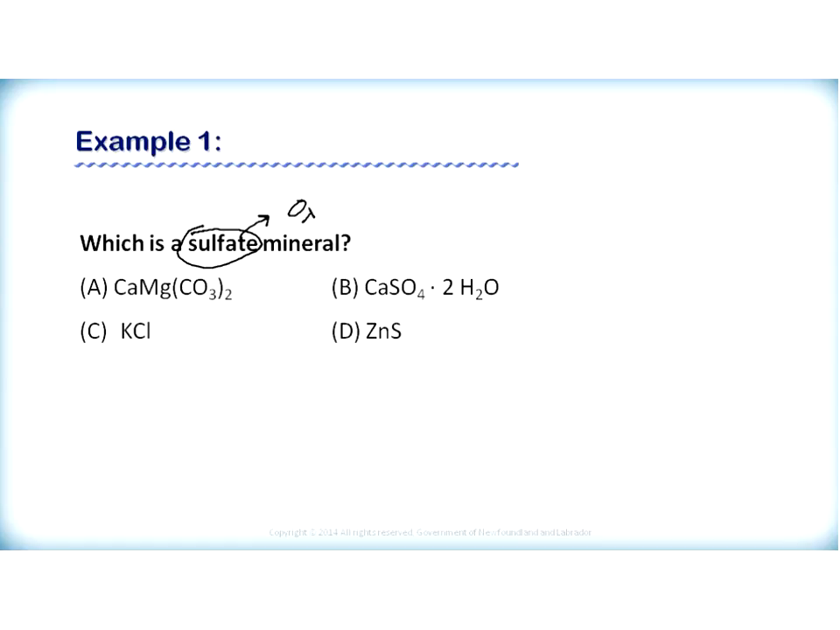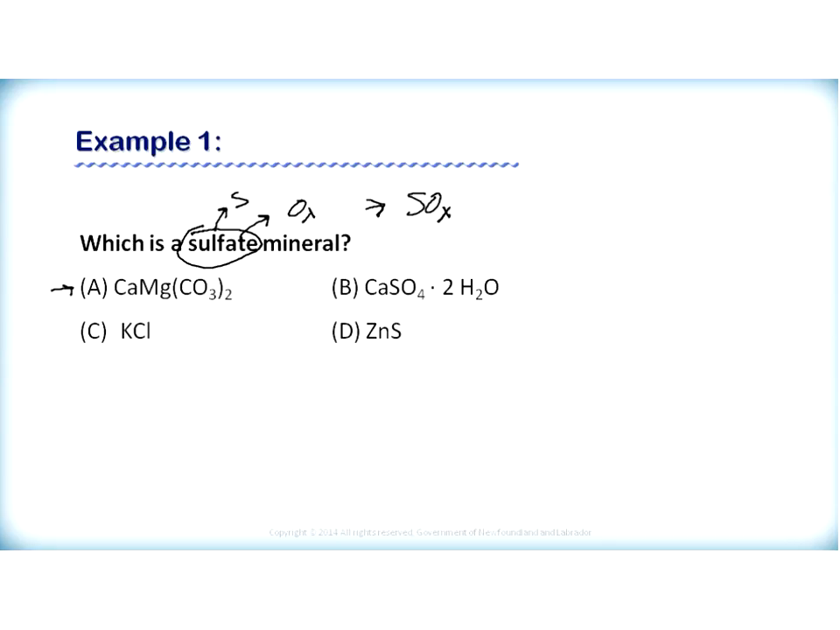Let's look at some examples. First example, it reads, which is a sulfate mineral? So if we look at the mineral group, we see we have a sulfate mineral. ATE suggests it has an oxygen group, and sulfur would be located in front of it. So we're looking for a chemical formula with SO, usually SO4, but it could be SO3.